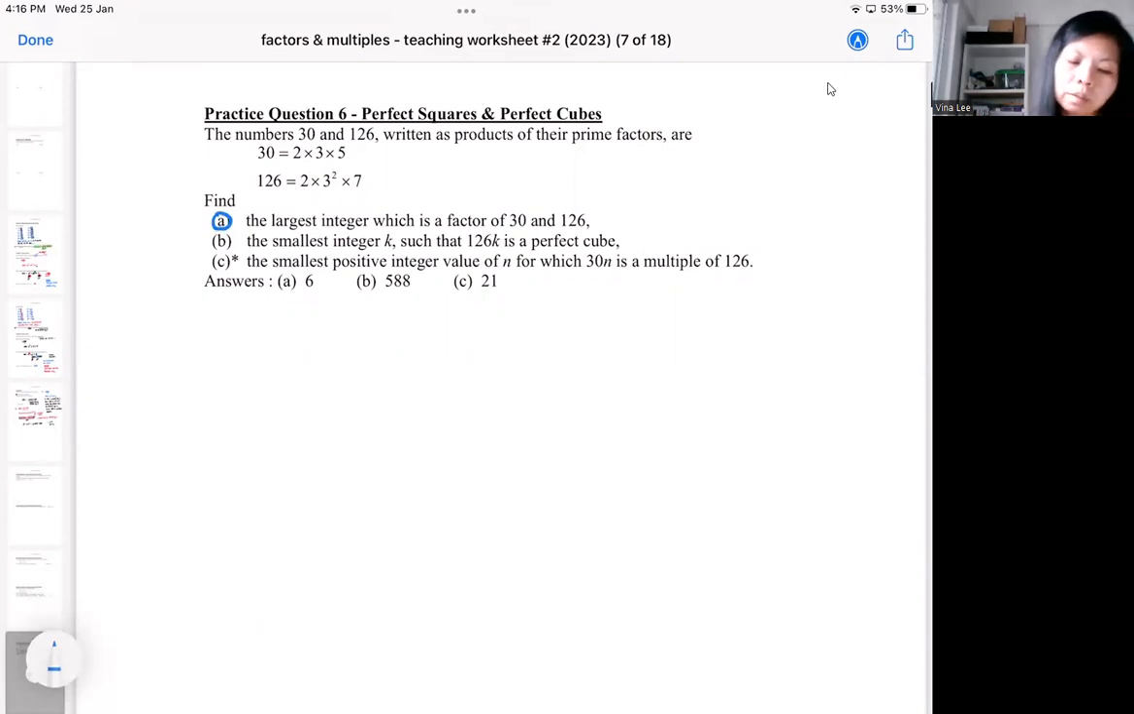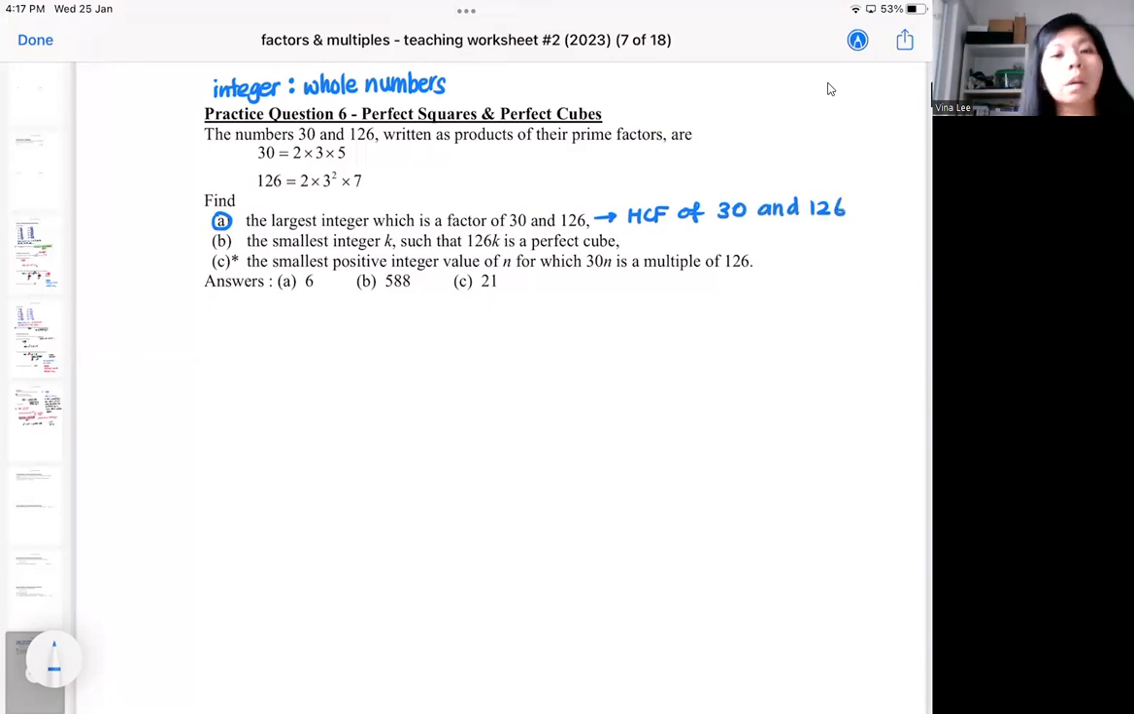largest integer. So in case you are not familiar with the word integer, integer means whole number. You cannot have a decimal and you cannot have a fraction. So the largest integer which is a factor of 30 and 126. So essentially, they are asking you for the HCF, the highest common factor of 30 and 126.